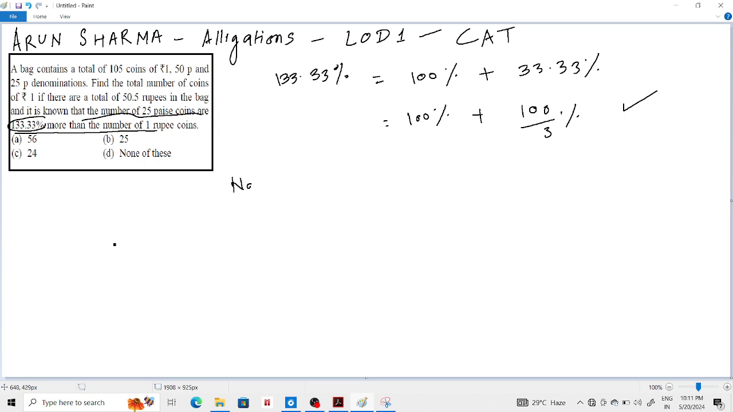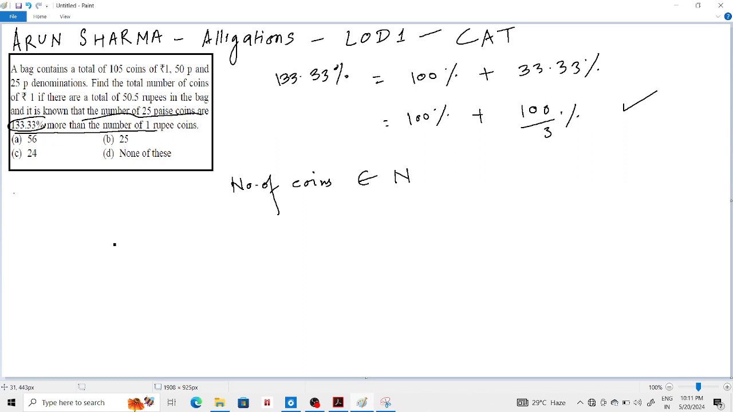Now one point to note is that the number of coins of any denomination, whether it's rupee 1, 50 paise, or 25 paise, always has to be a natural number. It cannot be -1, -2, so it cannot be a negative integer, and it cannot be a decimal like 1.2, 1.3. It has to be always a natural number, that means it has to be 1, 2, 3, 4, 5, 6. Now from the options we can use this particular information to find out the number of coins.